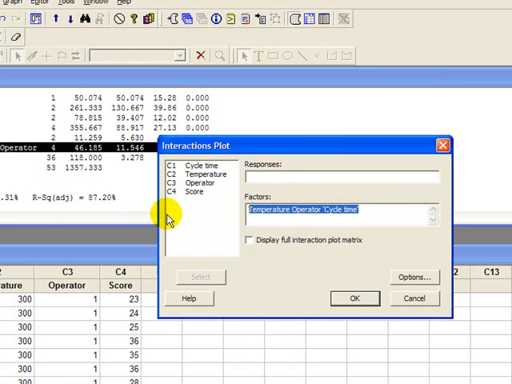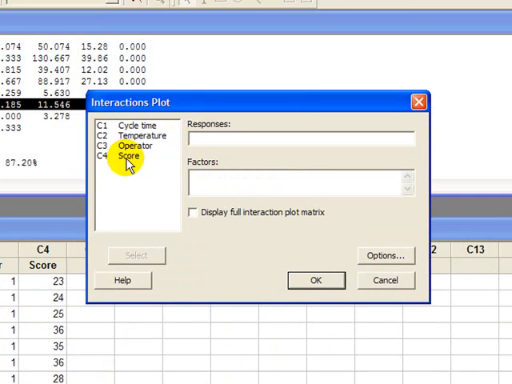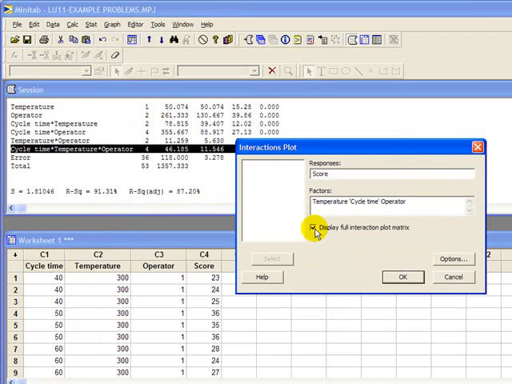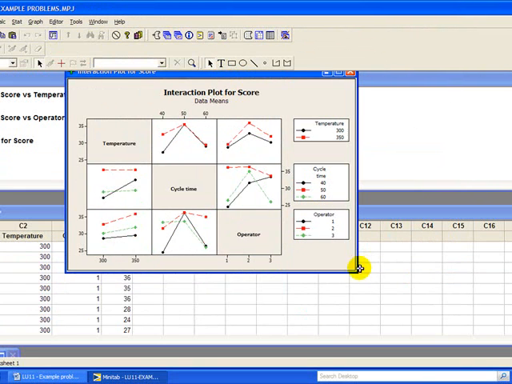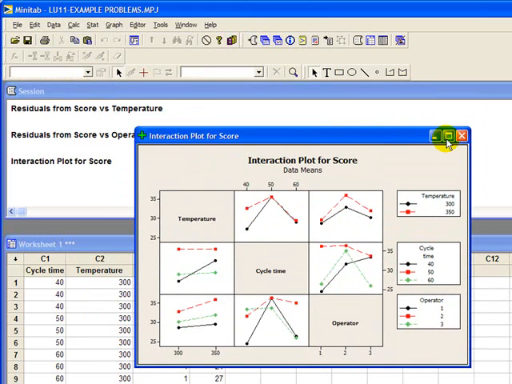Again, our response is score and the factors are cycle time, temperature, and operator, right? And I will say display full interaction plot matrix, and okay, so now you can see these interaction plots. Let's take a look at them.